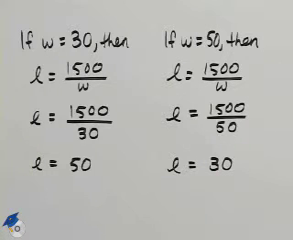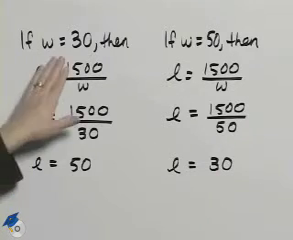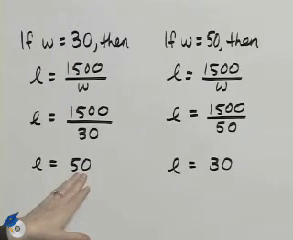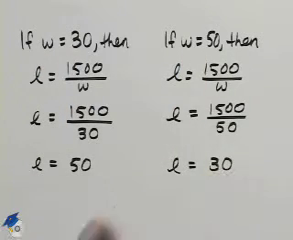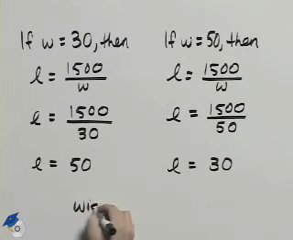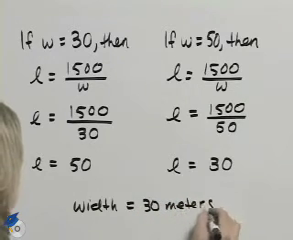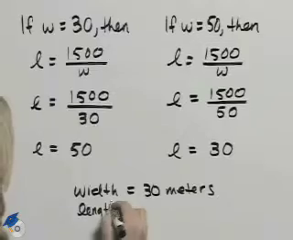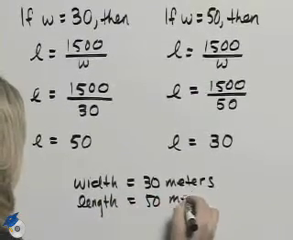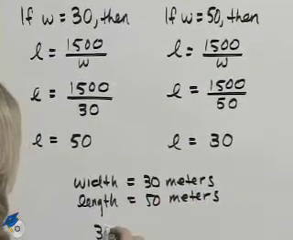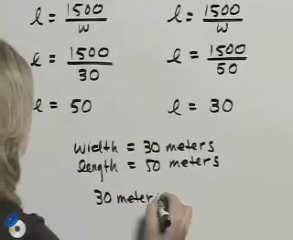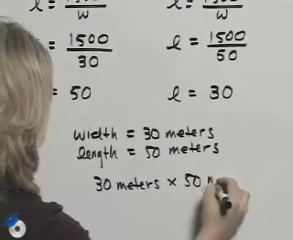Notice that in either case, we'll get the dimensions of the garden. We'll have a 30 by 50 garden, and here we have a 50 by 30, which is the same thing. Since width is typically smaller than length, what we'll do is we'll write the width is 30 meters, and the length is 50 meters. So we can say that the dimensions of the garden are 30 meters by 50 meters.